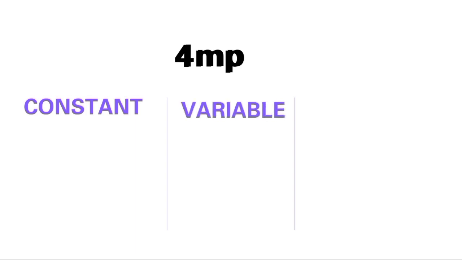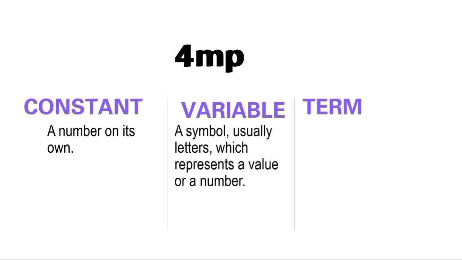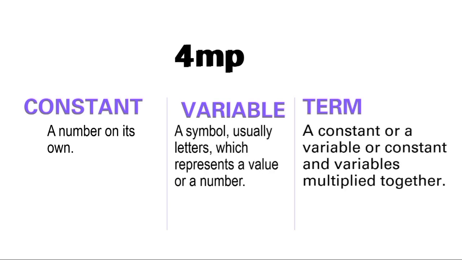Now, study the given expression. We have 4MP. So, ito yung mga terms na dapat natin tandaan. We have the word constant, variable, and term. So, pag sinabi natin constant, this is a number on its own. Variable, a symbol or usually letters which represents a value or a number. And a term, a constant or a variable or a constant and variables multiplied together.